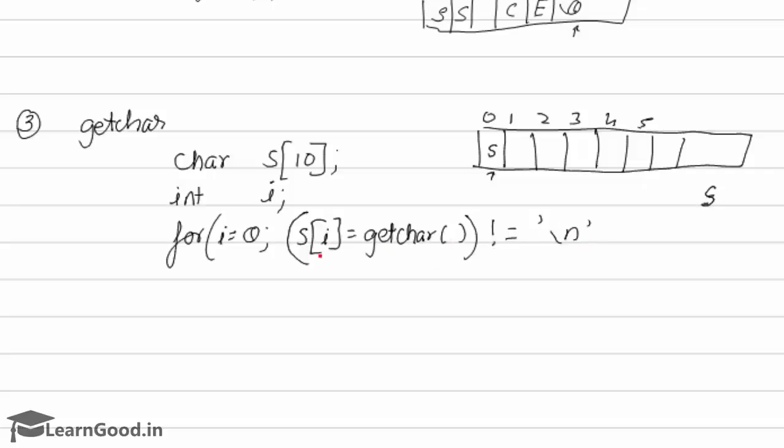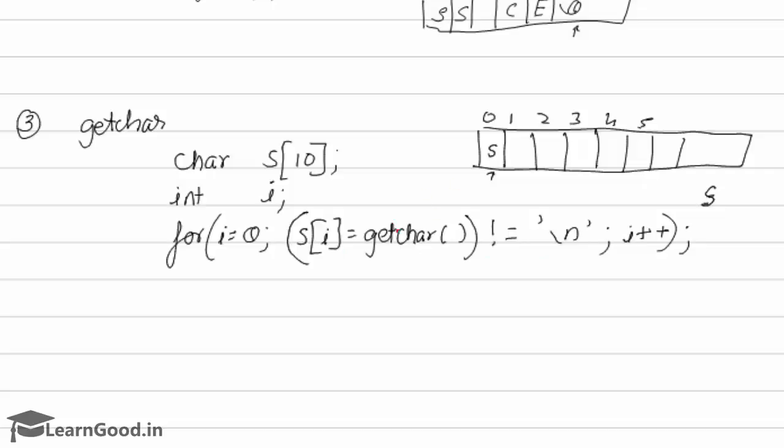So now at present s of 0th location value I have given as an S. So S is not equals to \n. So if it is not equals to \n, then i should get incremented. That means you have to read the next data. So i plus plus. It's a single line loop, so I'll give a semicolon here. There is no set of statements for this for, so let's give it as a semicolon here.